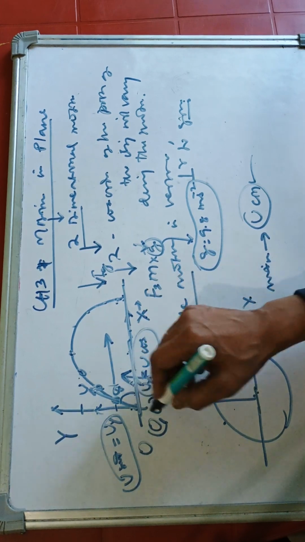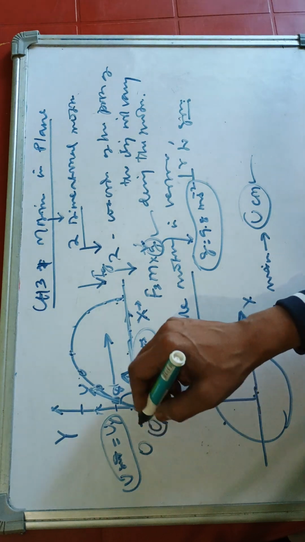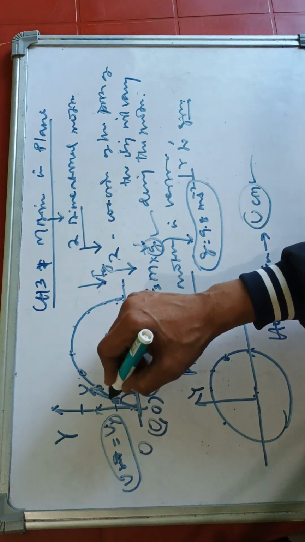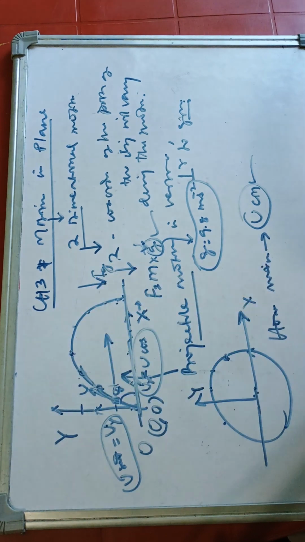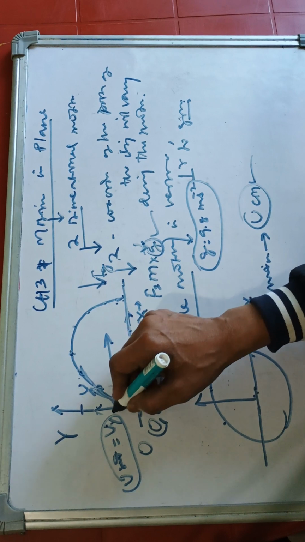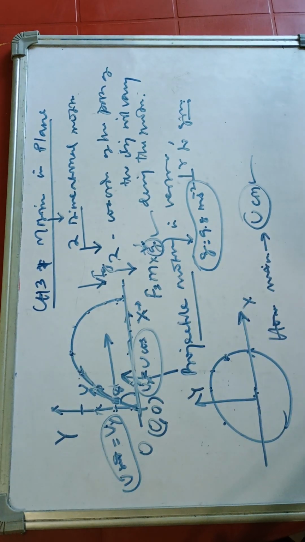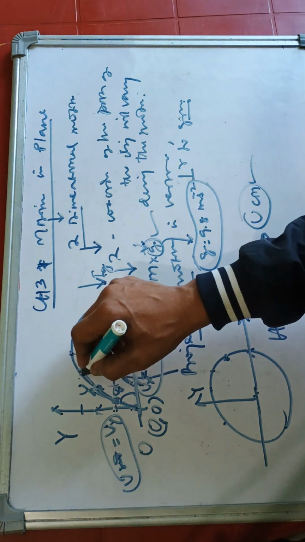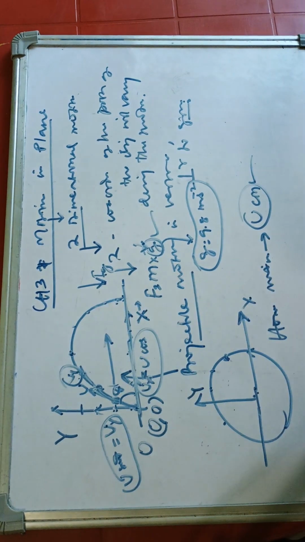Now, as there is an acceleration in the vertical motion, that means uy will vary. Due to this acceleration uy will vary. The initial velocity of this component is uy, and after some time the velocity of this y component will be vy.